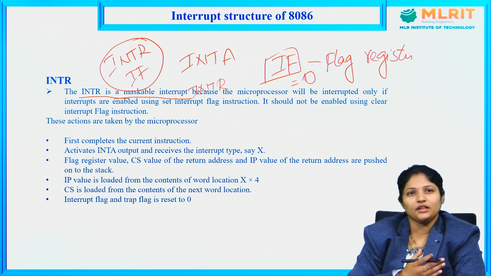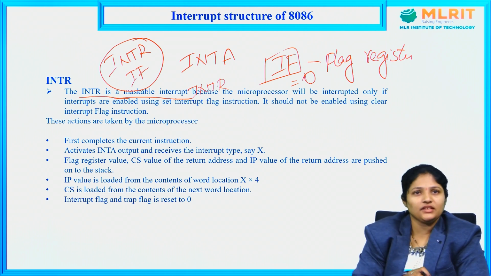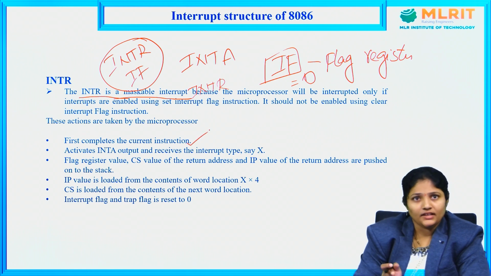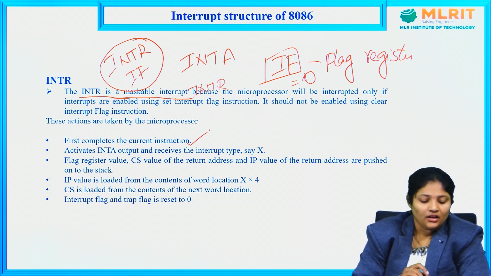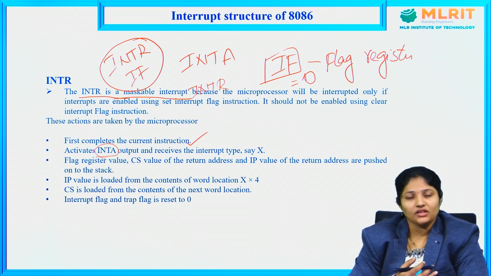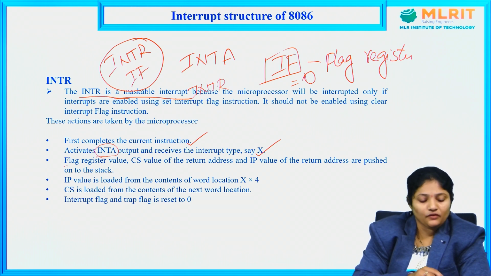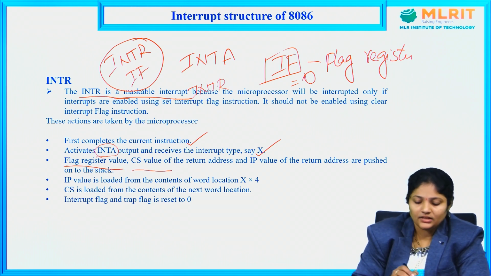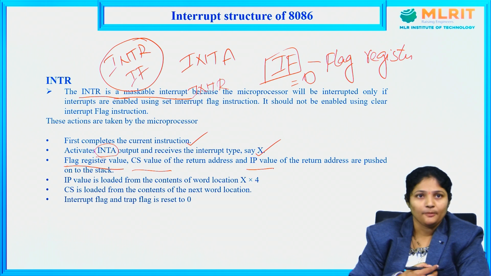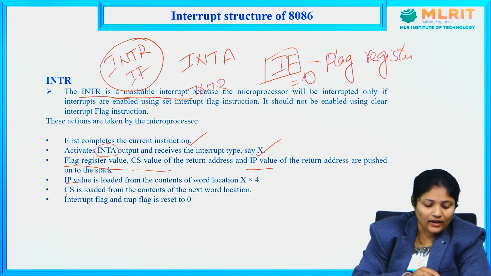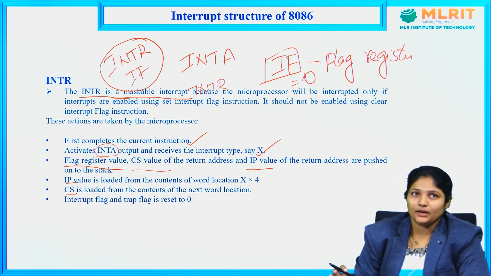So how will this interrupt request be handled in the case of INTR? These are the actions taken by the microprocessor to perform the interrupt request. First it completes the current execution, as in the NMI. It activates the INTA output, receives some type of instruction, and performs that particular interrupt. Then the same steps are performed: it stores the flag register, CS value and IP value into the stack. Now the IP value and CS value will be loaded with that particular interrupt address.